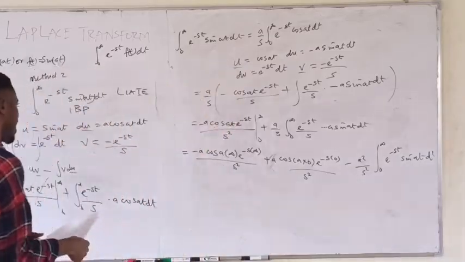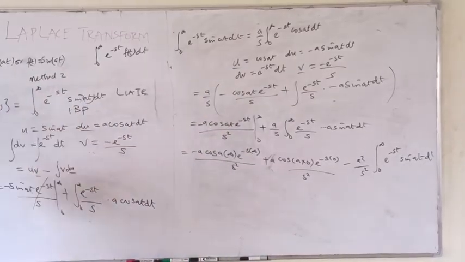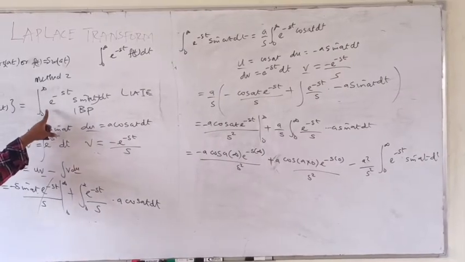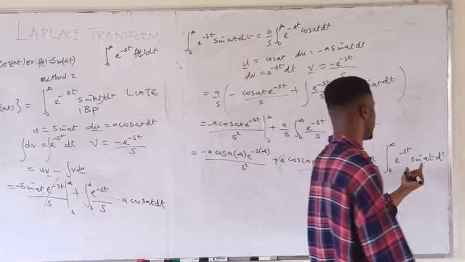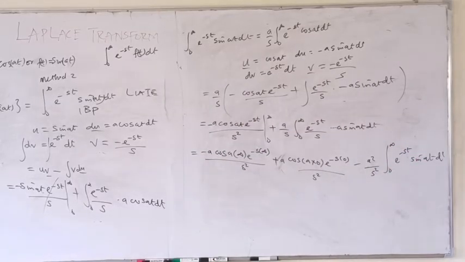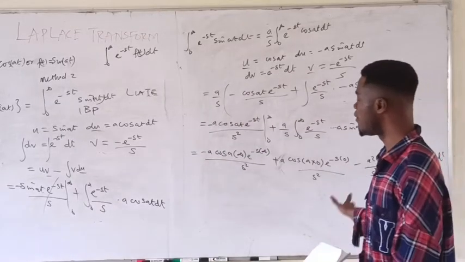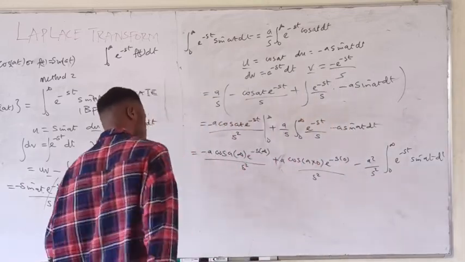Because as you can see, the original integral that we've been doing was the integral from 0 to infinity of this function. And as you can see, the integral is also repeating itself in this function. But there's something we are going to do. But before we do that, let us break down our limits.